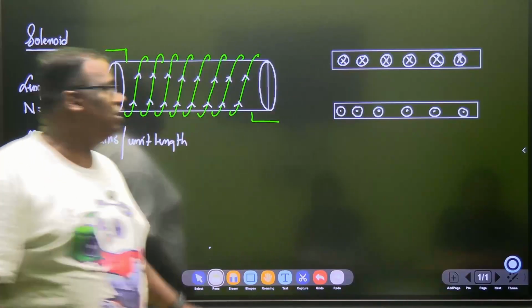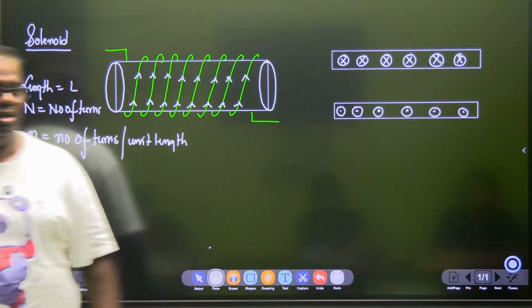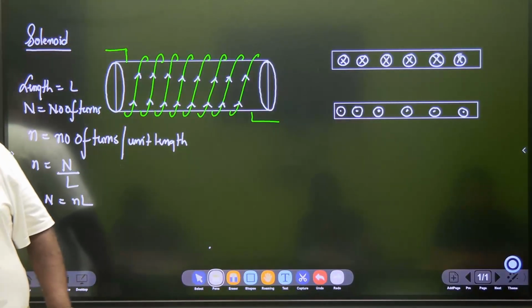Children, have you understood this part or not? Just tell me. Clear?